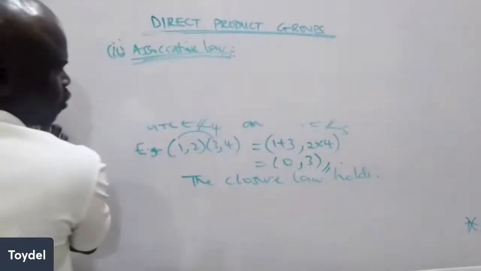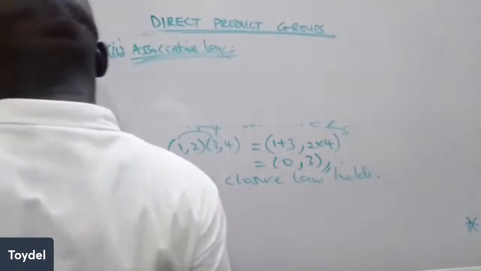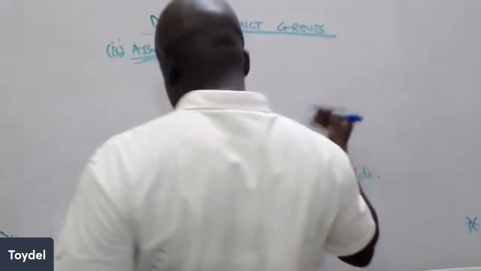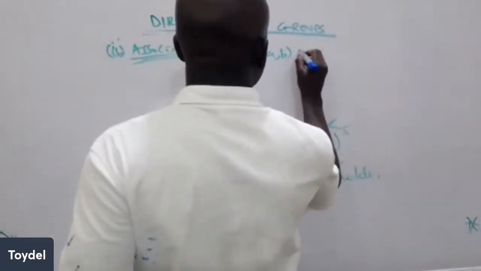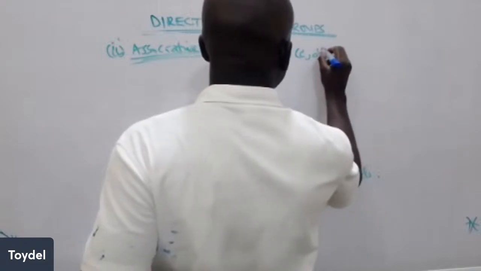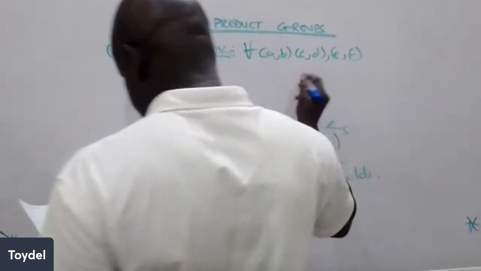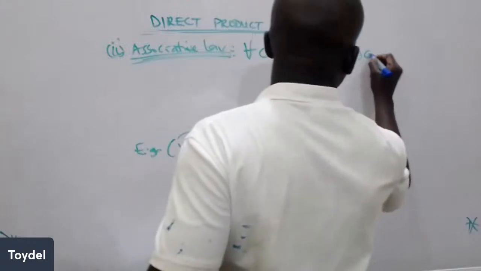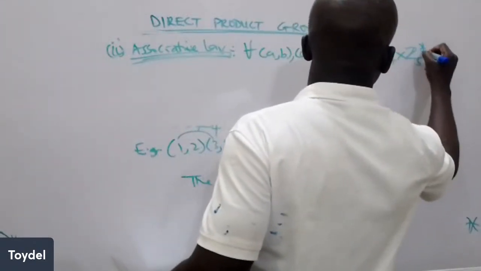So I hope we understand this first property. So let's take the second property, associative law. In this case now, there are 3 elements. We consider 3 elements. We say for all (A, B), (C, D), then (E, F). These are the 3 that belong to Z4 cross Z5 asterisk.